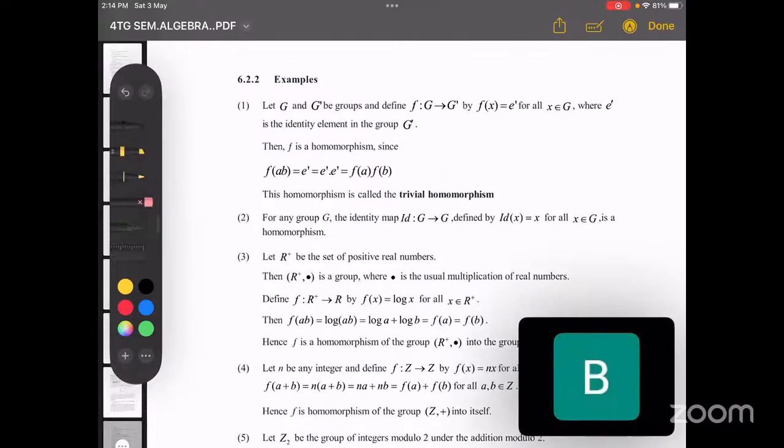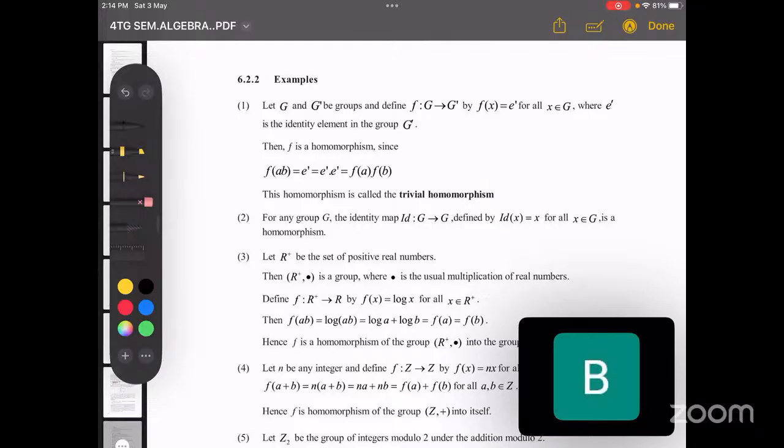So you have examples here. Let G and G dash be groups and define f mapping from G to G dash by f of x equals e dash for all x belonging to G, where e dash is the identity element in the group G dash. Okay. Then f is a homomorphism, since f of ab equals e dash, that is, e dash into e dash.